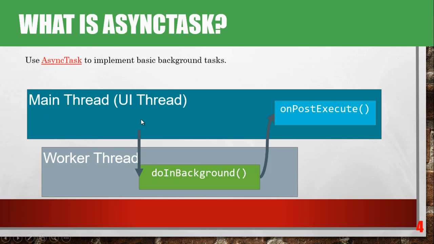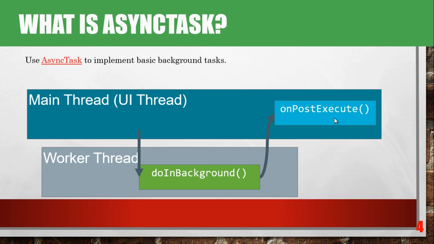So this is the main thread which is doing its work. You must give a task which takes a longer time to the worker thread, the background thread. The background thread will execute that for you, and after it has finished it will update the UI. In AsyncTask you have a method named doInBackground which executes your task in the background, and after it has finished the task it will return to the UI by using the onPostExecute method.